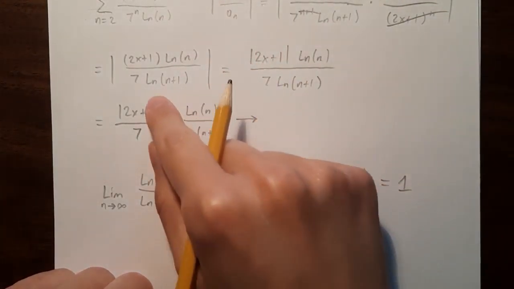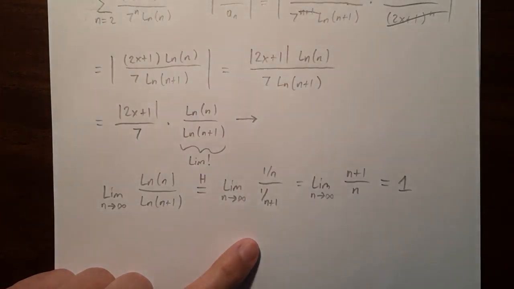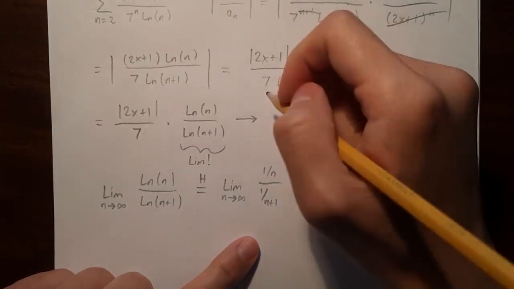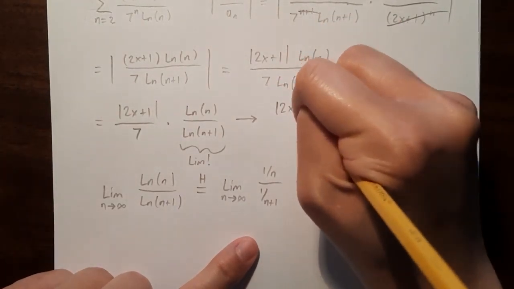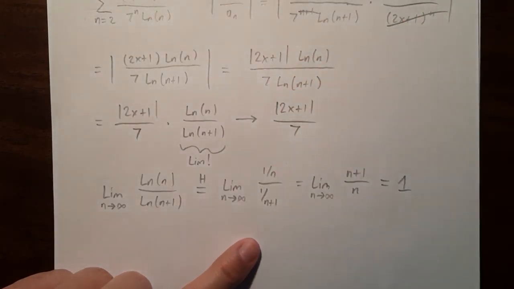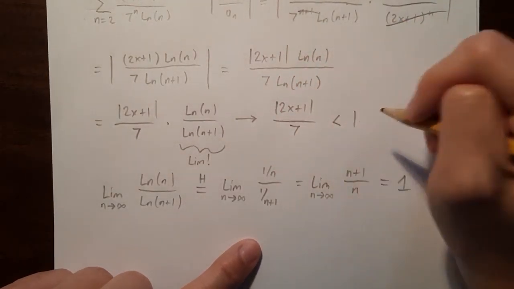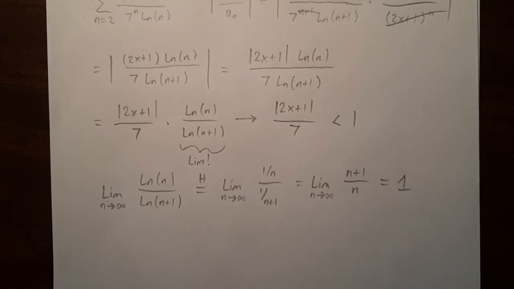So if this thing goes to 1, then the factor that's next to it is the only thing that survives. So we just have |2x plus 1| divided by 7, and we want that to be less than 1, according to the ratio test.